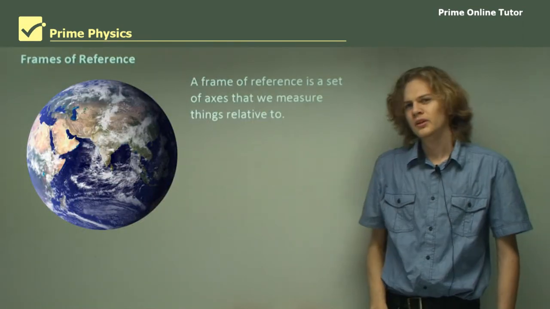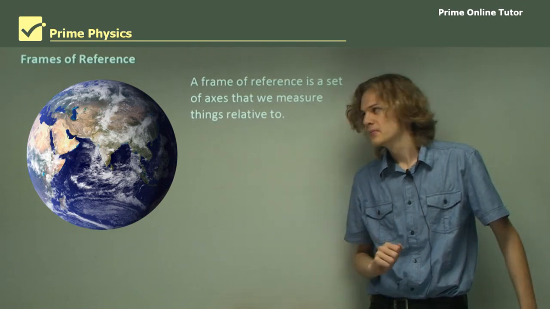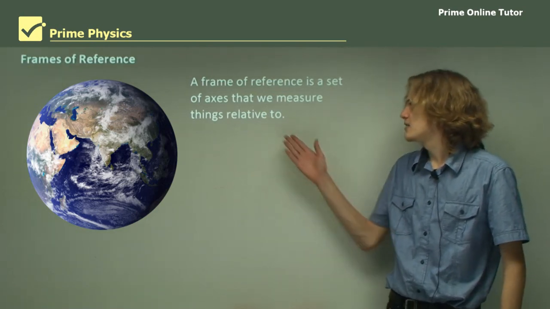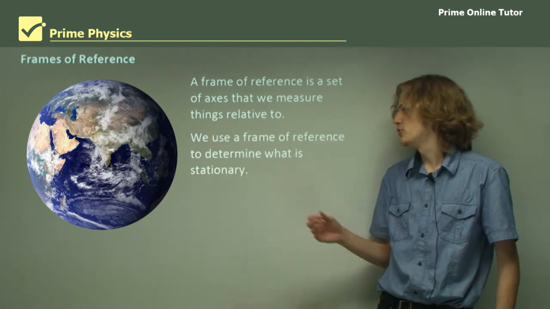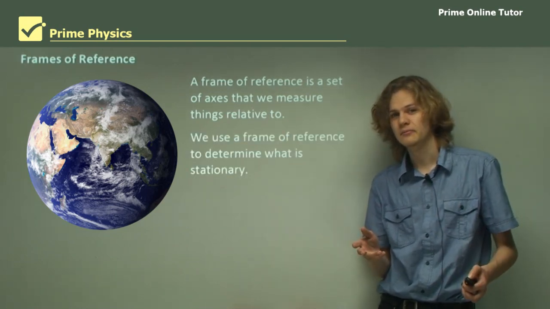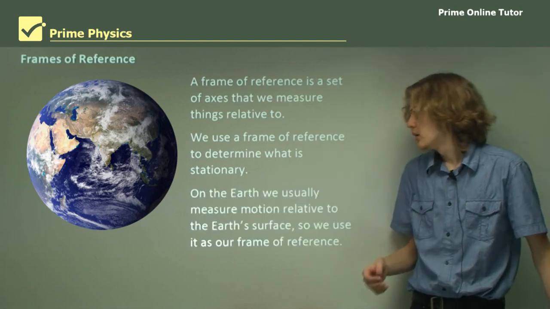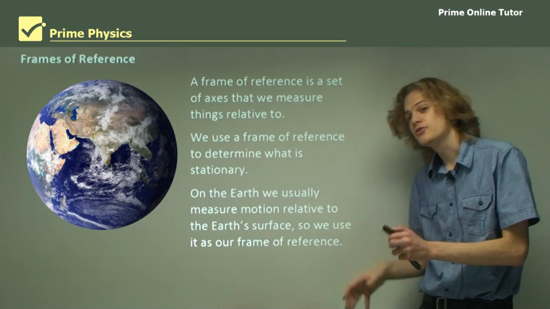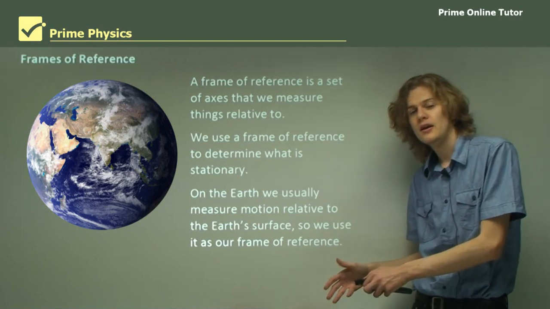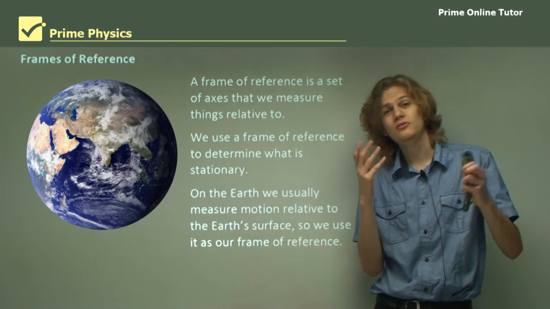Now, onto frames of reference. A frame of reference is a set of axes that we measure things relative to. So we use a frame of reference to determine what is stationary. Most of the time, we use the Earth as our frame of reference, and we say the Earth's surface is what is stationary. Everything is moving relative to the Earth's surface.